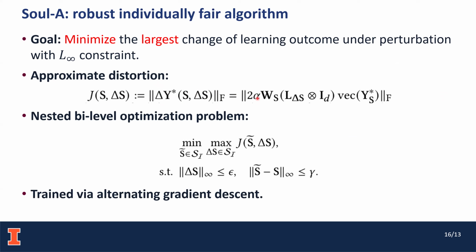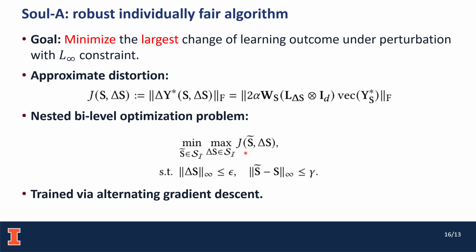Based on this approximate distortion, we formulate the whole problem as a nested bi-level optimization problem, which is gonna have 3 levels here. The highest level, which is the minimization here, is gonna optimize the similarity S tilde to minimize the sensitivity under the worst perturbations. And the middle level, we want to find the perturbation delta S that will lead to the worst sensitivity and the largest approximate distortion.